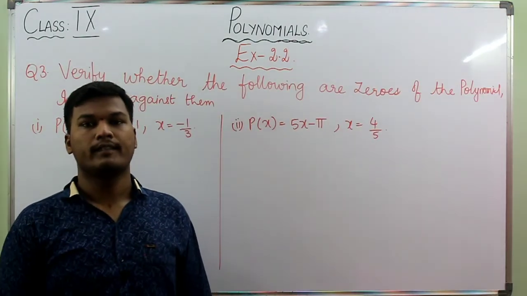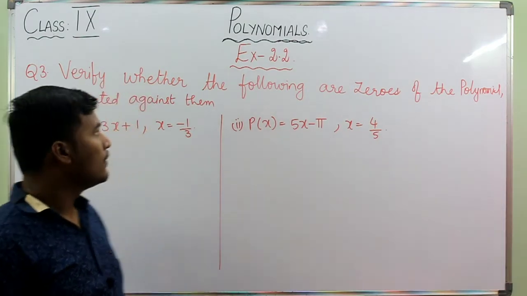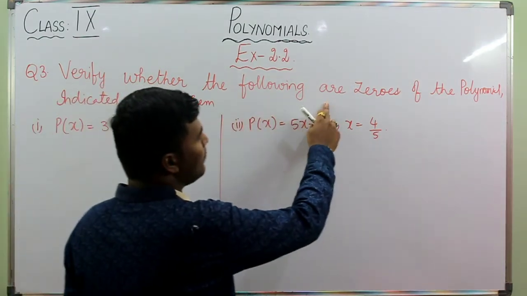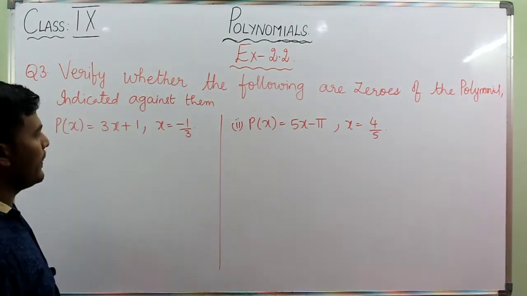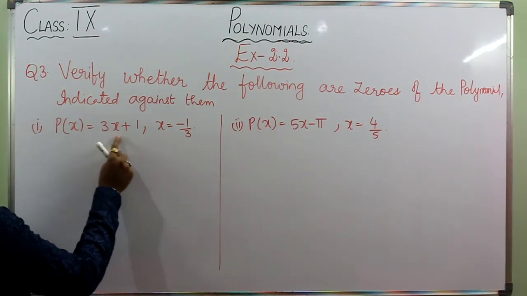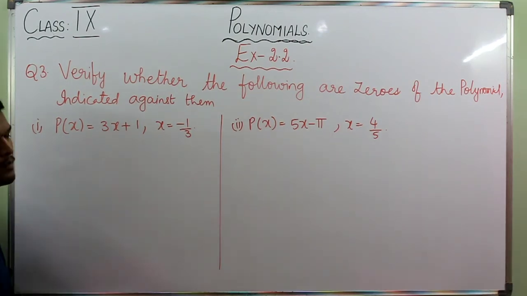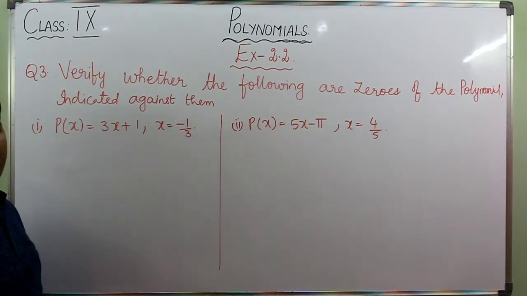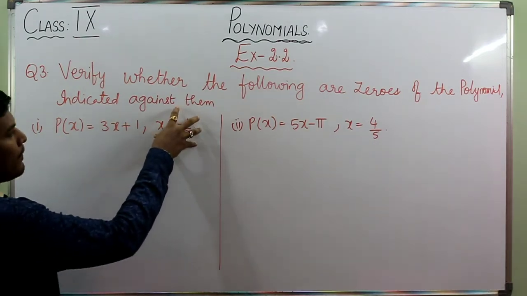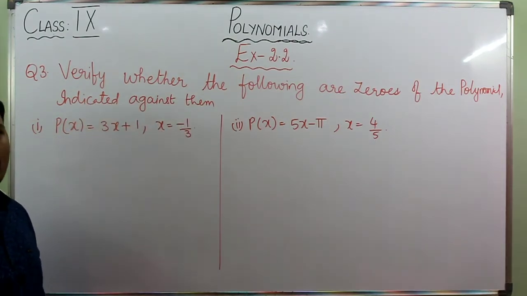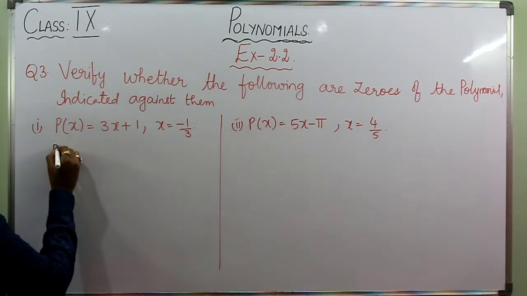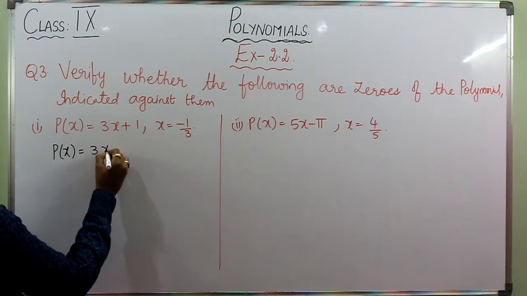Okay. Now the third question of this exercise, that is verify whether the following are zeros of the polynomial which are indicated against them. That means, see, we have p of x is equal to 3x plus 1 and they have indicated the value as x is equal to minus 1 by 3. So when I substitute this x is equal to minus 1 by 3 in this p of x, he is asking whether the value is becoming 0 or not. If 0, then you say that it is a zero of the polynomial. If not, no. Okay. So consider p of x is equal to 3x plus 1.